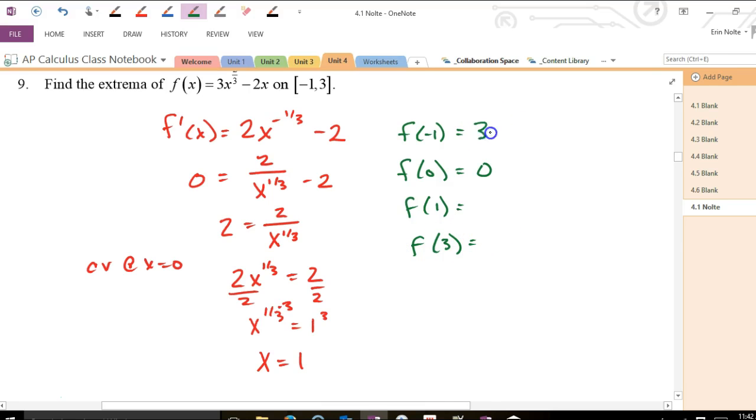Okay, let's do -1. That's not too bad. -1 to the 2/3. What's -1 to the 2/3? Because that's the same as -1 squared. 1. And then the cube root of 1. Also 1. What's 1 times 3? 1 times 3 makes 3. And then, so we got 3 plus 2. 3 plus 2 is 5.